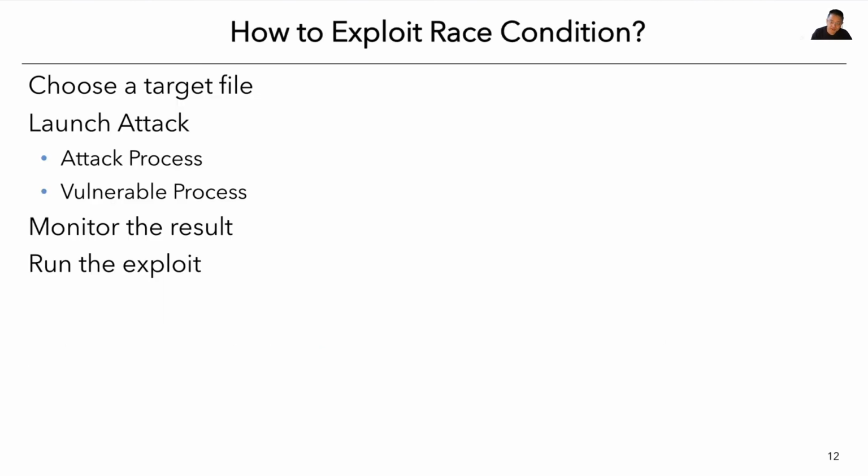So how do we exploit the race condition? There are a few steps. First is to choose a target file. In our case, it will be the etc password file. Then we can launch the attack. Because this is a brute force attack, we have two processes. One is the attack process. The other will be the vulnerable process. They run at the same time, right? The attack process will constantly create a file, delete the file, and change it to a symbolic link. The vulnerable process will be run multiple times in a tight loop, trying to access the vulnerable program. Then we can monitor the results and run the exploit.